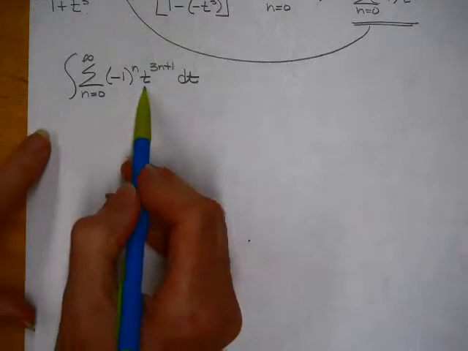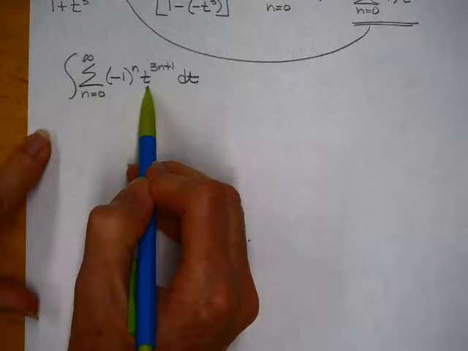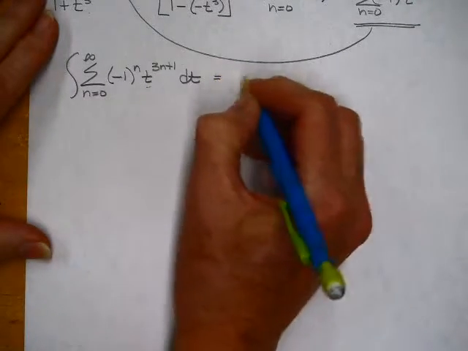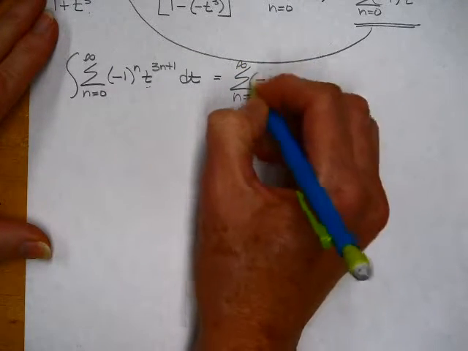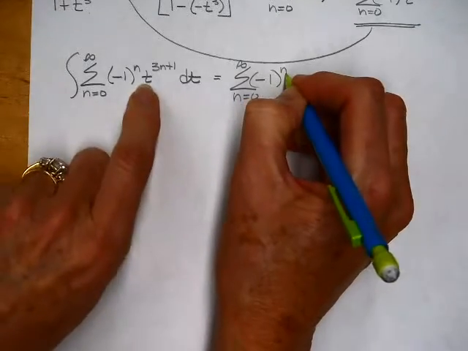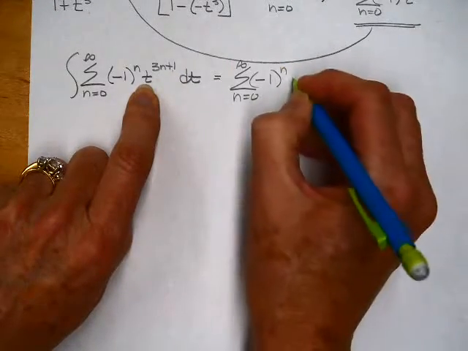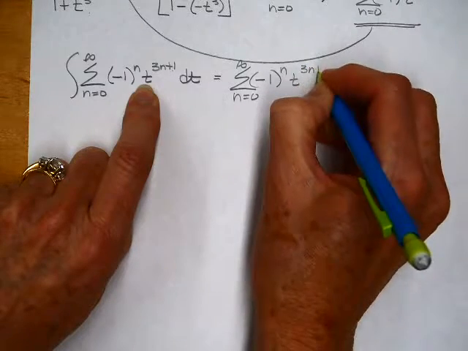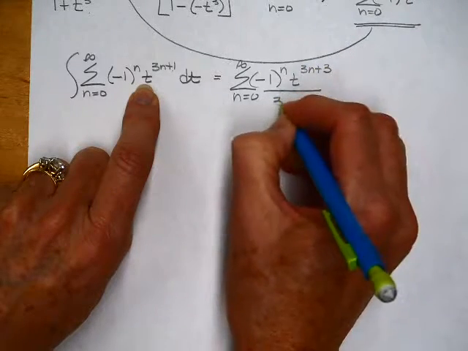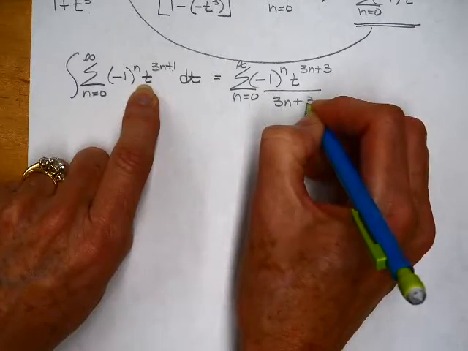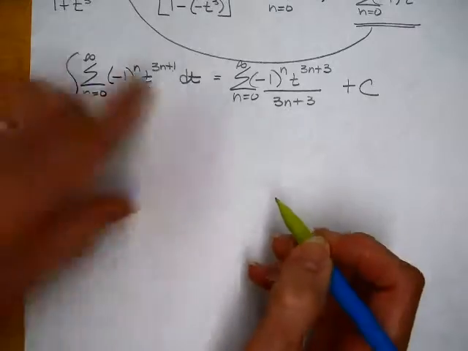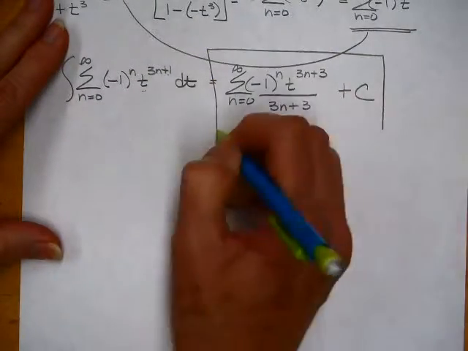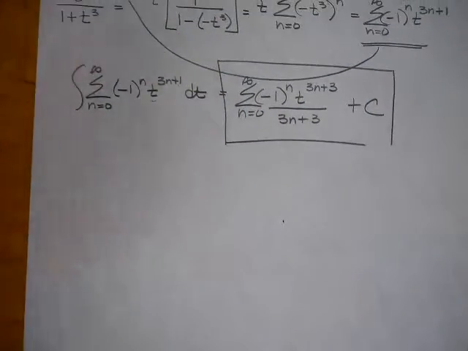All right, this is basic integration. You're integrating the t. So when you integrate, you have the sum from n equals 0 to infinity, negative 1 to the n. You're integrating the t, so you add 1, t to the 3n plus 3, and you divide by 3n plus 3. This is an indefinite integral, so you have plus c at the end. And you are done.